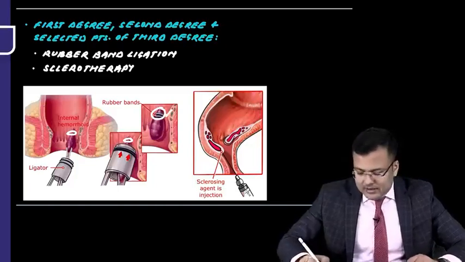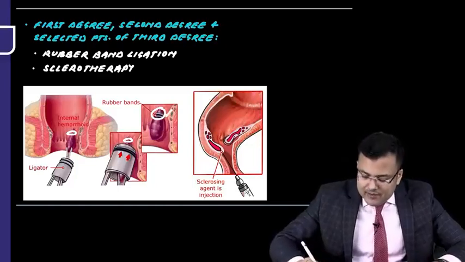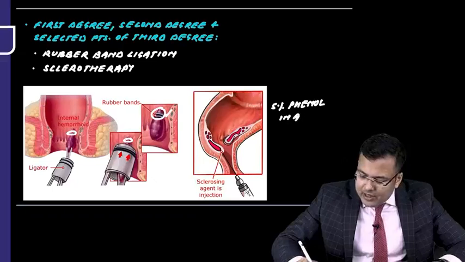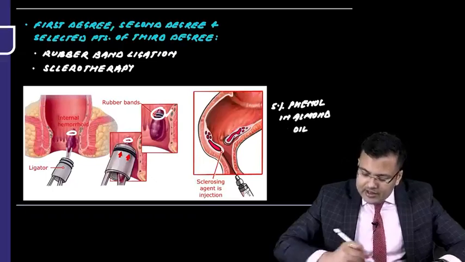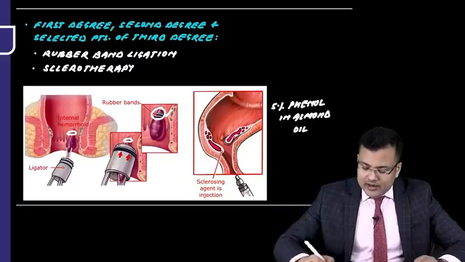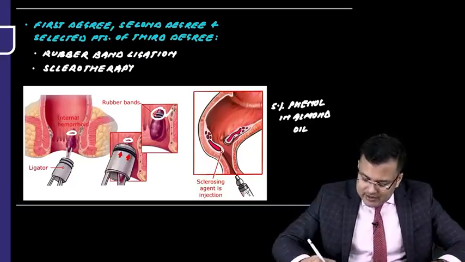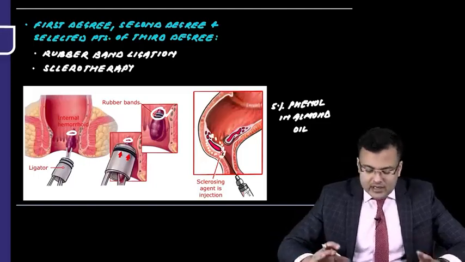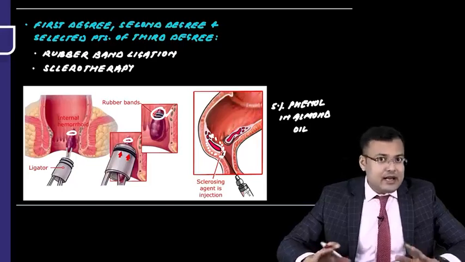What we do in sclerotherapy, here we inject 5% phenol in almond oil. So what will happen? Whenever this substance is injected, there is sclerosis. After that, what will happen? Fibrosis. These techniques are cheap, safe and highly effective.